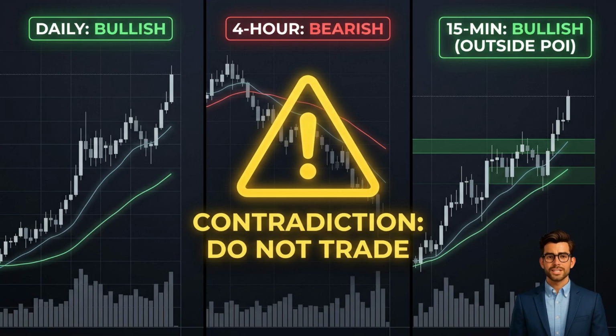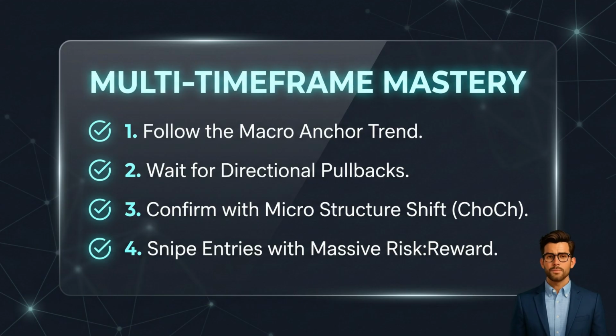When time frames conflict, there is only one professional protocol. You sit on your hands and you do absolutely nothing. You close your trading platform and go for a walk. In trading, cash is a position. Protecting your capital during hostile market conditions is arguably more important than making profits during favorable conditions. Professional traders operate like elite snipers. They wait patiently for all the variables to align perfectly, and only then, with absolute certainty, do they pull the trigger. Let us summarize the ultimate blueprint for mastering market direction.